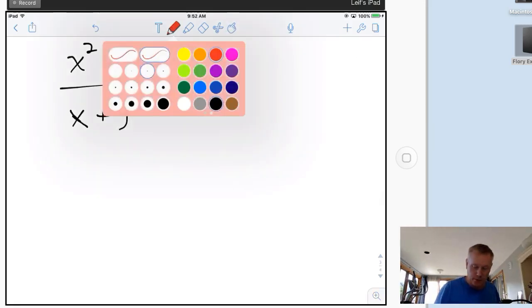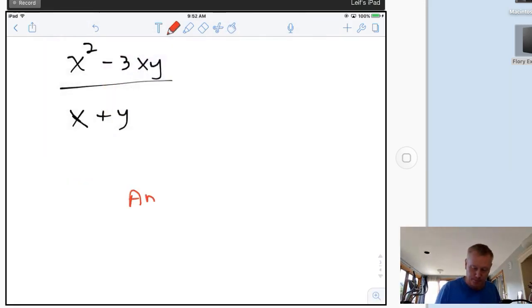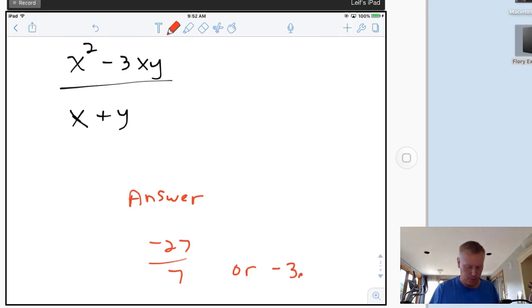All right, so with this one, you actually end up getting a fraction. Negative 27 over 7 is what you end up getting. And I just leave it like that, okay? If you turn that into a decimal, that would be negative 3.857, something like that. So one of those two answers. All right, great. So that was my last problem.